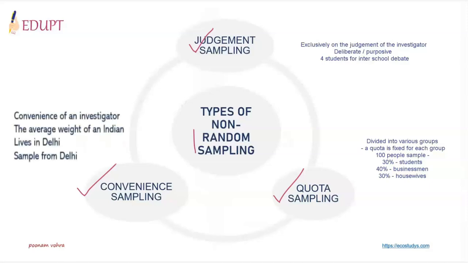Under convenience sampling, while selecting the sample units, the investigator gives special attention to his own convenience. For example, to estimate the average weight of an Indian, if the investigator belongs to Delhi, he may take a convenience sample from Delhi only and estimate the average weight of an Indian. This method is also known as the chunk method.